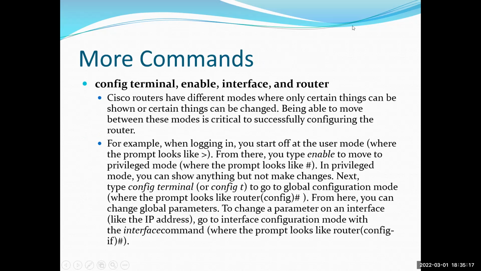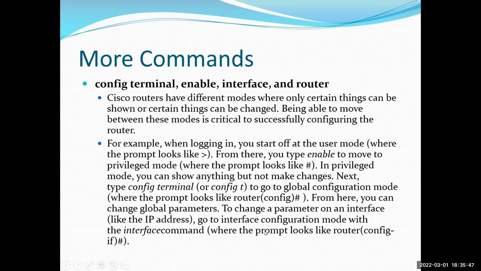Now this is an important one, so I'll go through this one. The command structure, basically, right? So config T, enable, interface, and so on. Cisco devices, and this applies for the firewall and the routers, have different modes where only certain things can be shown or certain things can be changed. Okay, being able to move between these modes is critical to successfully configuring the device.